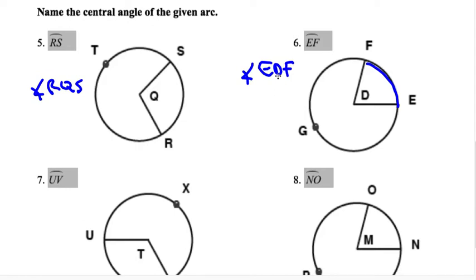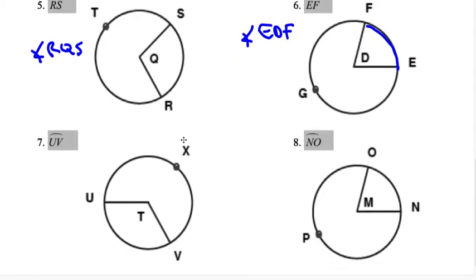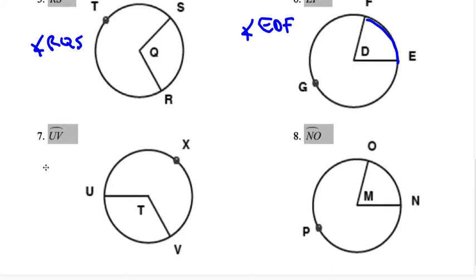Remember, the center letter is the vertex, and in this case, because it's a central angle, the center of the circle. So UV, UTV would be the angle. And NO would be, well, let's call it NMO, and that would be the angle. Please don't forget the angle symbol, so you know it's an angle.